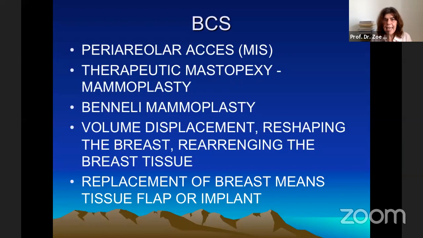Now, with every procedure, when you take breast cancer out of the breast, you create a gap, you create a volume that is missing. This volume needs to be filled up by rearranging, volume displacement. You can do it in a certain way. Or if you have to replace that volume, that means a flap. That takes you to a different approach, or an implant.